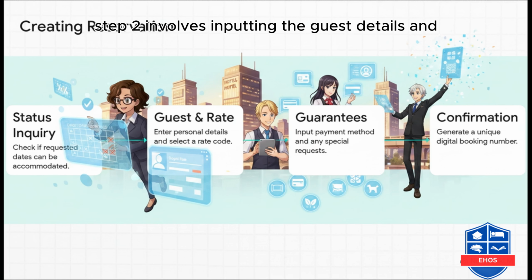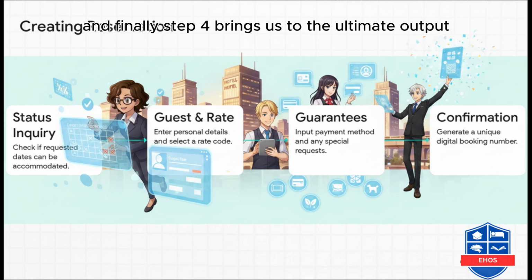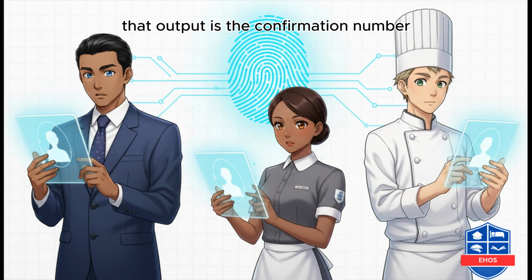Step 2 involves inputting the guest details and, crucially, the rate code. That code dictates the price based on corporate discounts or loyalty tiers. Step 3 secures the payment guarantee and logs any special requests. Maybe they want a quiet room or have specific dietary needs. And finally, Step 4 brings us to the ultimate output. That output is the confirmation number.